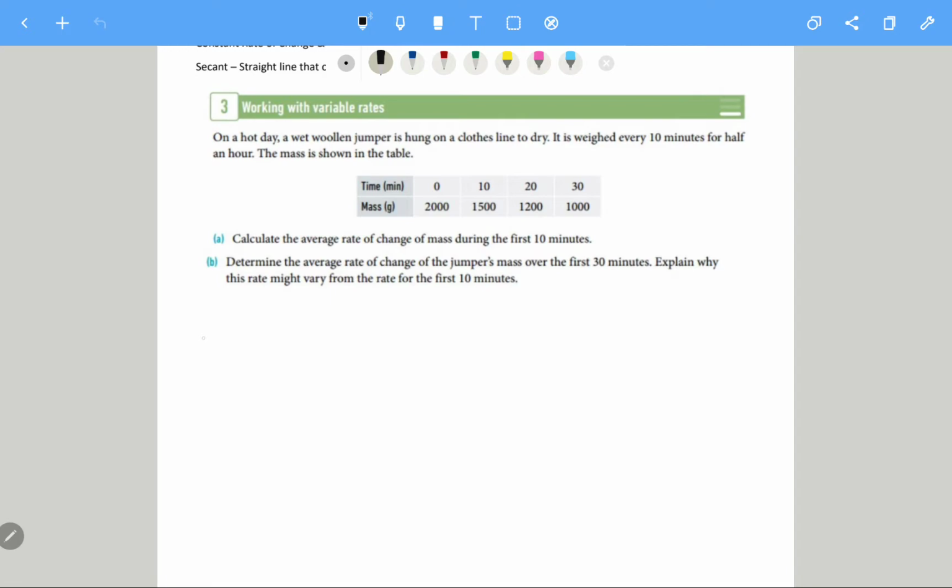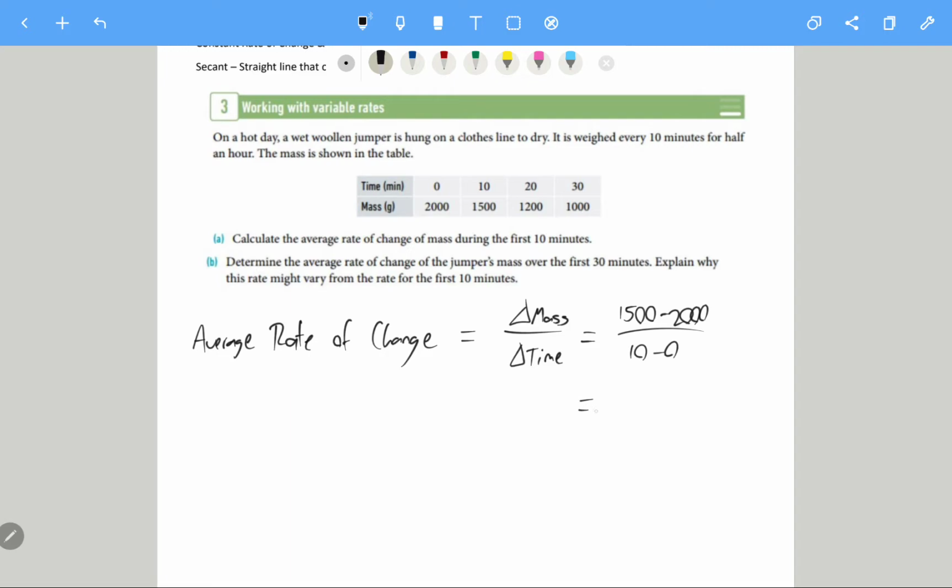So the average rate of change is going to be the change in the mass over the change in the time. So that's going to be 1,500 minus 2,000 over 10 minus 0. Well, negative 500 over 10, negative 50 grams per minute.